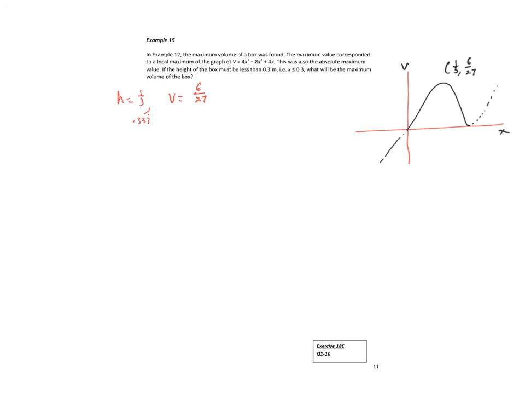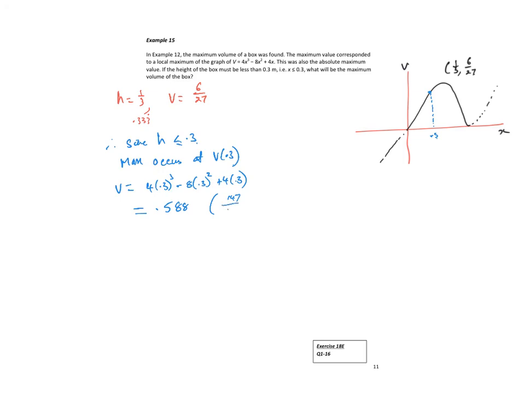So it says that my height has to be less than 0.3. That means that my height here, the x value, has to stop here at 0.3 somewhere. So clearly my maximum is actually going to occur at the endpoint. Since the height is less than or equal to 0.3, the maximum occurs at v of 0.3. In other words, if I substitute 0.3 into that rule, 4 times 0.3 cubed minus 8 times 0.3 squared plus 4 times 0.3, that's equal to 0.588, which is actually 147 on 250.